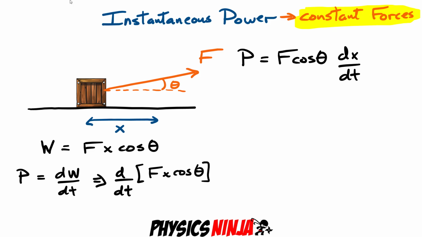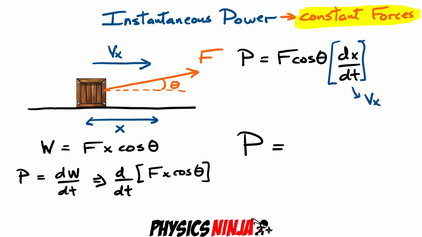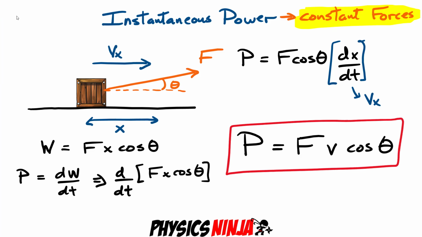And I'm left with what? dx over dt. All right, so what is dx over dt? Well, this is simply the x velocity, the x component of the velocity. And this crate here is simply moving along the floor with some velocity in the x direction. So at the end, this instantaneous power, at least when it applies to constant forces, you can often write like this, as force, velocity, and cos of the angle between that force and the velocity of the object. So power can be written in this form also, only in the case of constant forces.